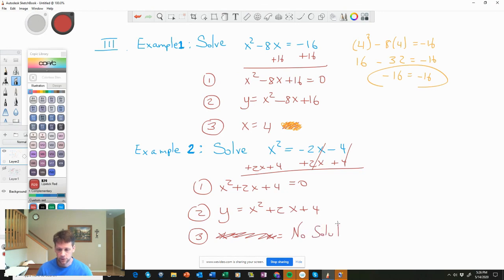So you can have no solution, you could have one solution, or you could have 2 solutions. Remember, with no solution, your parabola will look like this. Never crosses. With one solution, it's going to touch the x-axis and go back up. And for 2 solutions, it's going to go through in 2 different spots. And those will be the solutions to your equation. So that is how you can solve a quadratic equation, or really any equation, by simply using the graphing method.